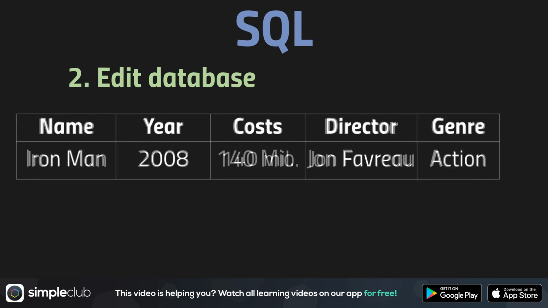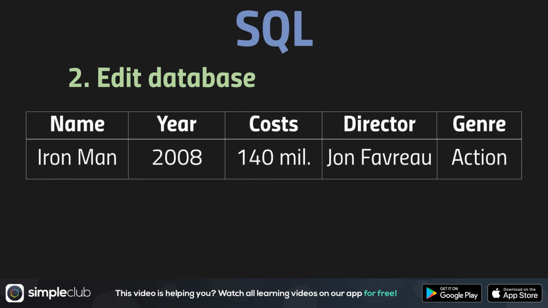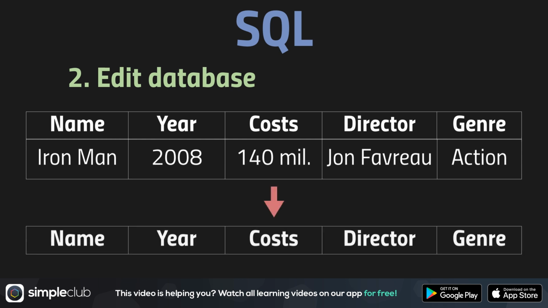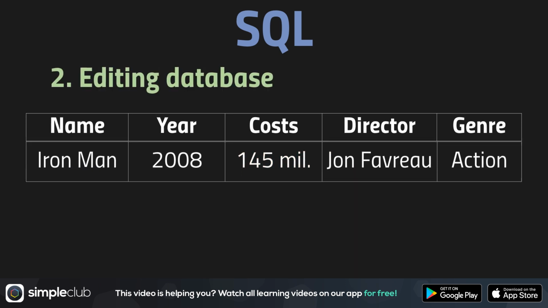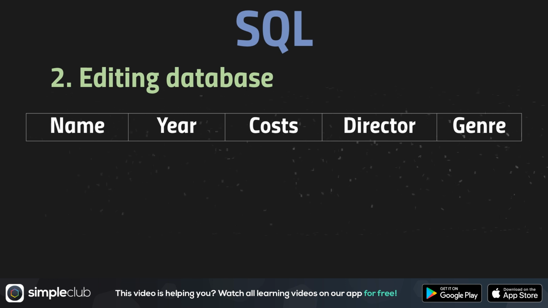So we of course want to be able to edit our database again later. For example, if we have entered the cost incorrectly and now want to change that. In the example, we simply change the costs of 140 million to 145 million. If Iron Man is no longer needed in the database because now we have the Hulk or someone like that, we can of course also delete Iron Man from the table.